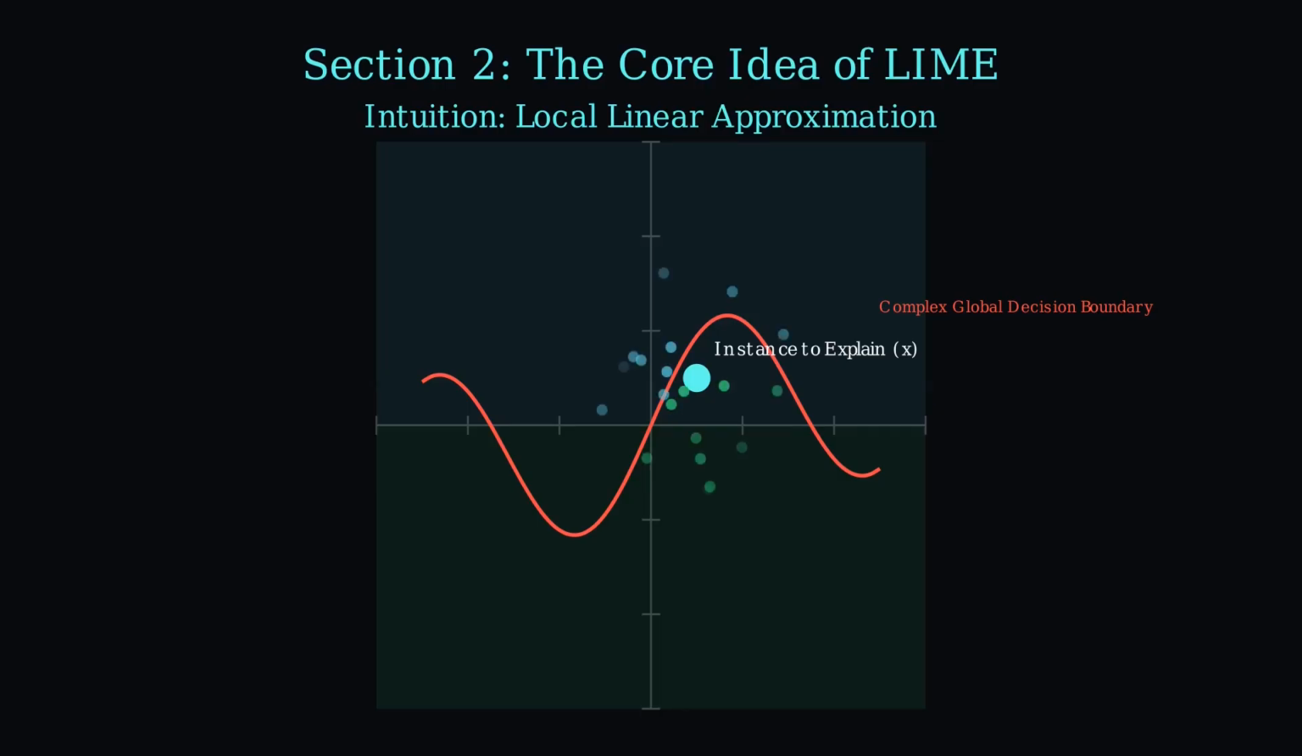To explain this point, LIME generates a new dataset of perturbed samples. It takes our original point and tweaks its values slightly to create synthetic neighbors. LIME then observes how the complex model predicts these neighbors. Finally, it fits a simple, interpretable model, like this yellow linear regression line, to these samples. By fitting a line locally, we can easily see which features moved the needle. Locally, the complex curve looks like a simple line, giving us the intuition we need to trust the prediction.